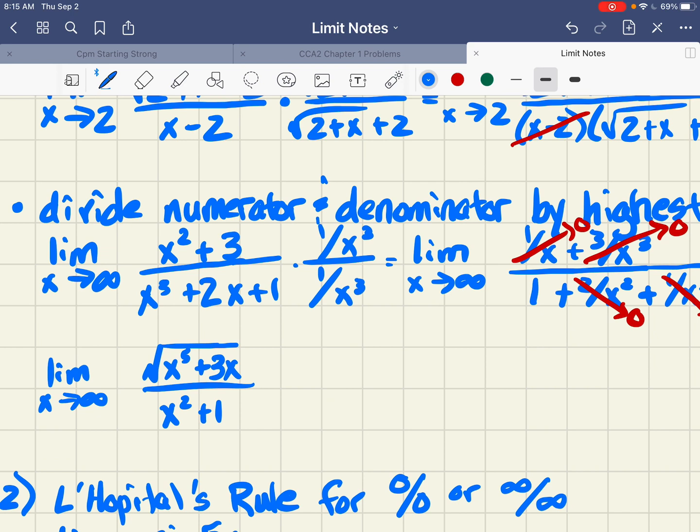So again, as x goes to infinity, that numerator is going to get infinitely large, the denominator is going to get infinitely large, and so this is going to go to infinity over infinity. But if I recognize the highest power of x in the denominator is x squared, so I'll divide the top and bottom by x squared. And let's look at what happens.